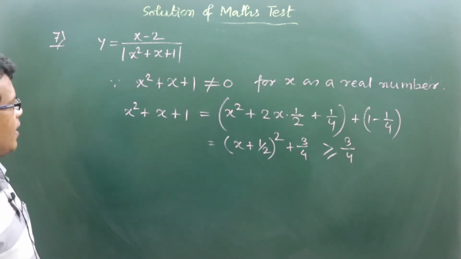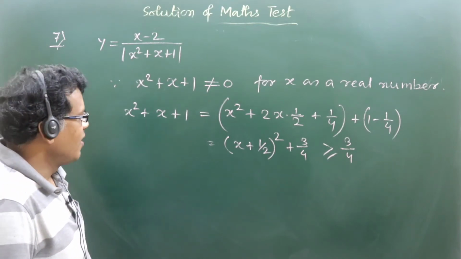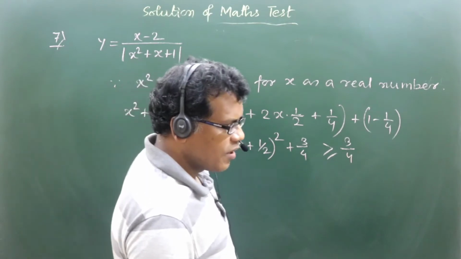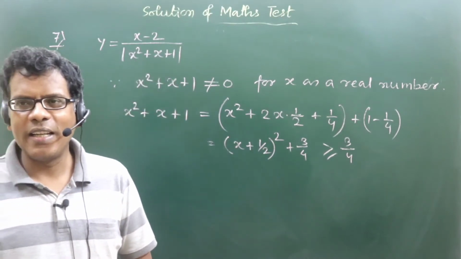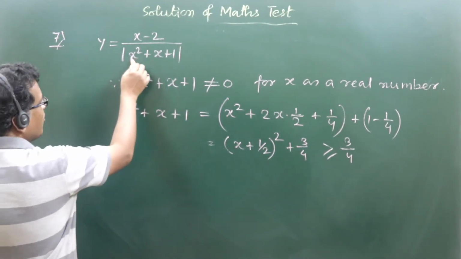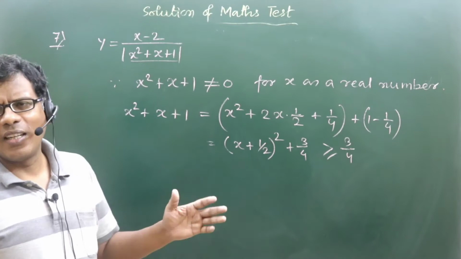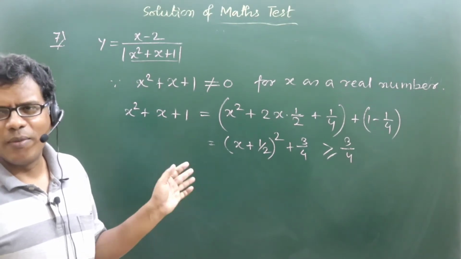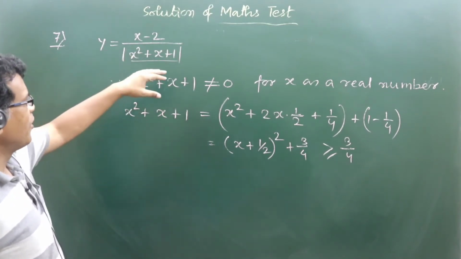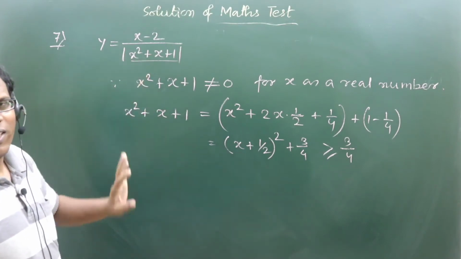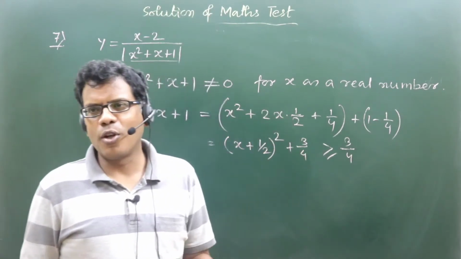Getting it now? The expression x square plus x plus 1 has a minimum value of 3 by 4 and a maximum of positive infinity. It can't be negative. So for any value of x you substitute, the numerator can be anything, positive, negative, or 0, but the corresponding denominator should not be 0. It can't be 0 anytime. For any value of x you substitute, it will always be either 3 by 4 or more than 3 by 4.